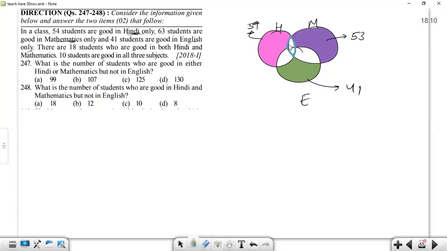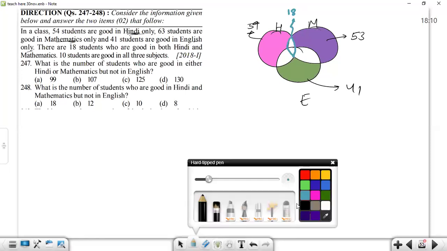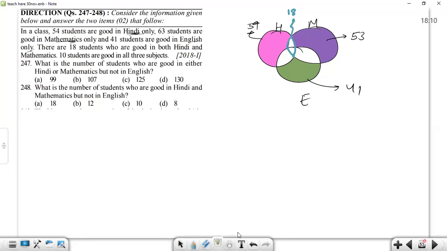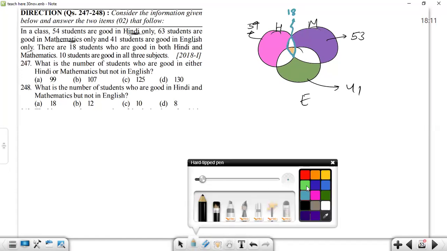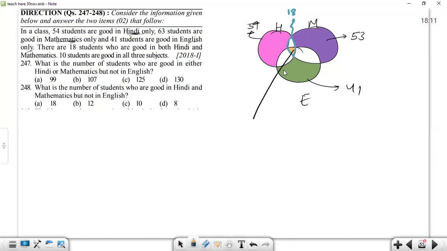So this blue region, whatever there is inside, it is including 18 students who are good in Hindi and mathematics. And there are 10 students who are good in all three subjects. This yellow color is 10 students.